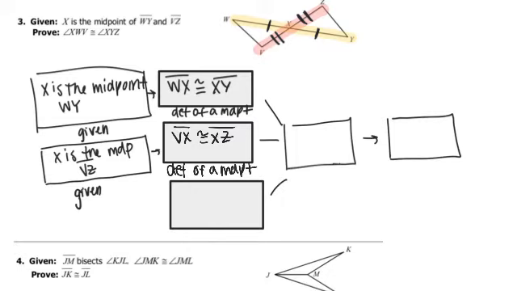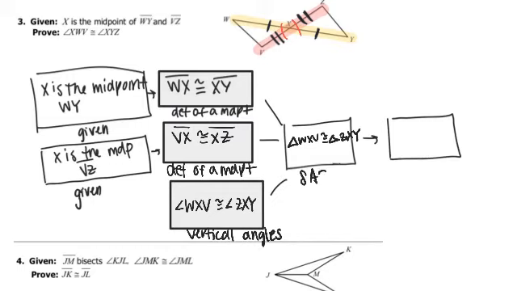Okay. The last thing that we can assume, because we're out of givens, is that we have vertical angles. So we can say angle WXV is congruent to angle ZXY. And so that's by vertical angles. So now we can say the triangles are congruent. So triangle WXV is congruent to triangle ZXY. And that's going to be by side angle side. And then now we can do our proof. Angle XWV is congruent to angle XYZ by CPCTC.